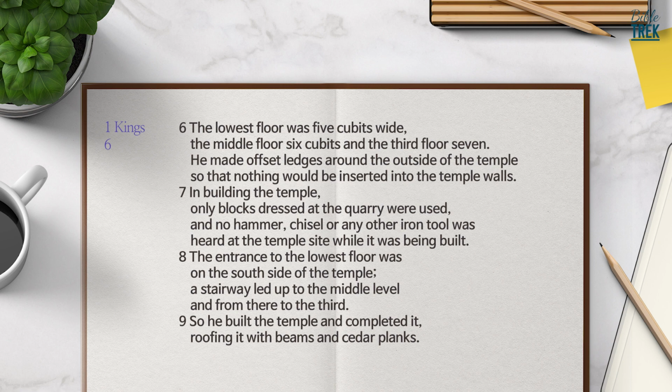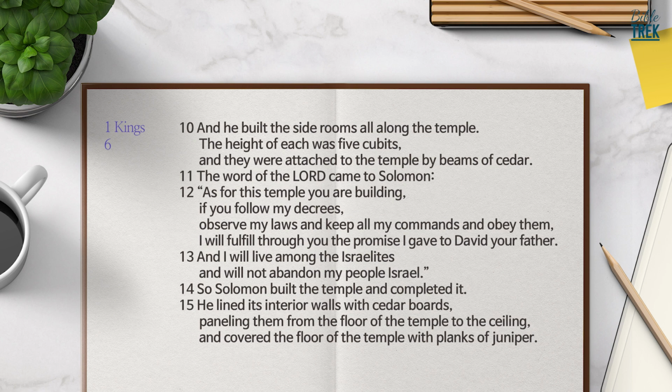So he built the temple and completed roofing it with beams and cedar planks. And he built the side rooms all along the temple. The height of each was 5 cubits, and they were attached to the temple by beams of cedar.